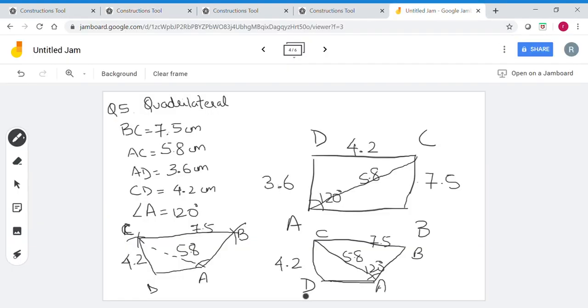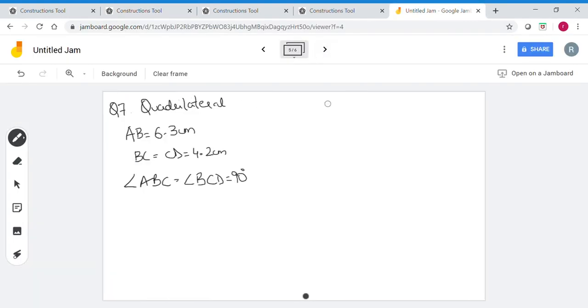The next question that we do is question number 7. Again, a quadrilateral, some elements given. So let's see what I can do. So let me draw a rough diagram. So this is my rough diagram. This is A, B, C, D. AB is equal to 6.3. BC is equal to CD, so BC is equal to CD is equal to 4.2.